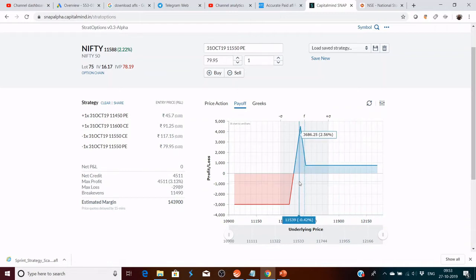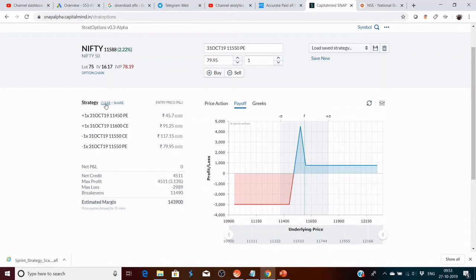Peak profit will be when the market is in this direction. So your net credit or net profit is 4,511 and max loss is about 2,981. This is the way you can adjust if the market turns around, and the same can be done on the other side as well. This is a very simple strategy, and you can do this on an intraday basis and you can see the success. You can also do this on the call side or the put side.